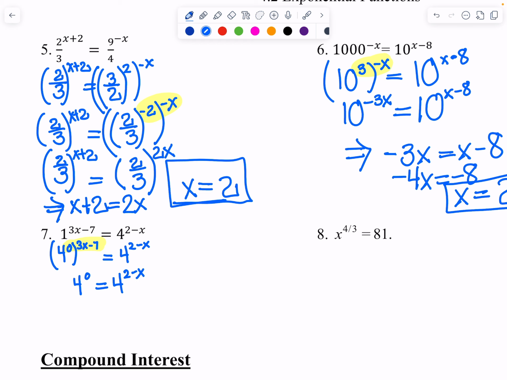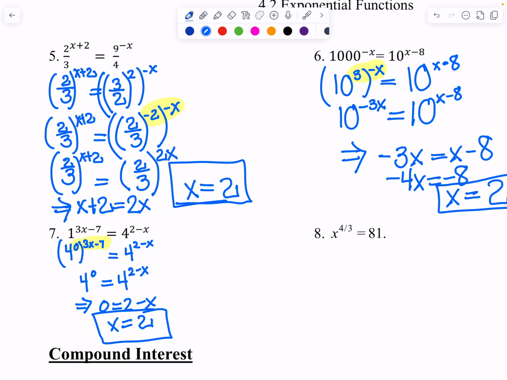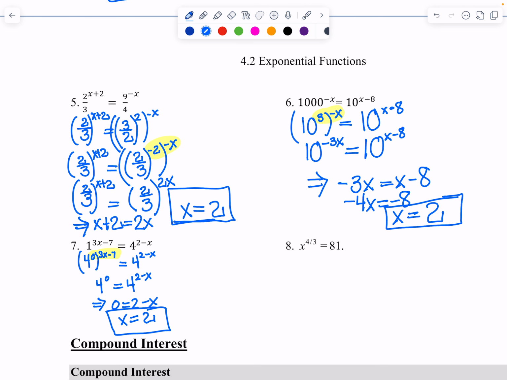Same base. Now we set the exponents equal. 0 equals 2 minus x. We get x equals 2. Now I'm going to stop right here because I did 7 of these. I think you all should be good with the same base.